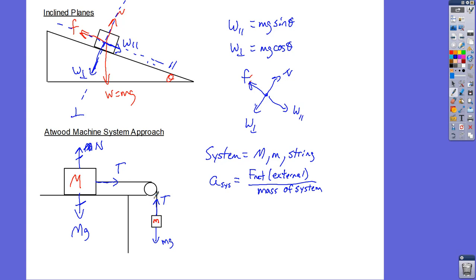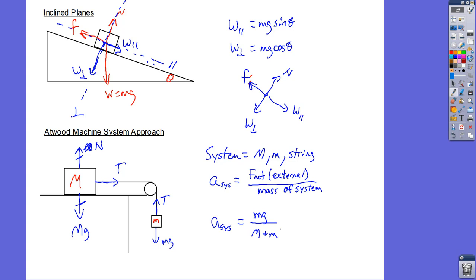So if you're looking at this, the net external force is just equal to, this is the only external force that's not canceled out by anything else. So that's equal to little mg over the mass of the system, which is big M plus little m. Okay.